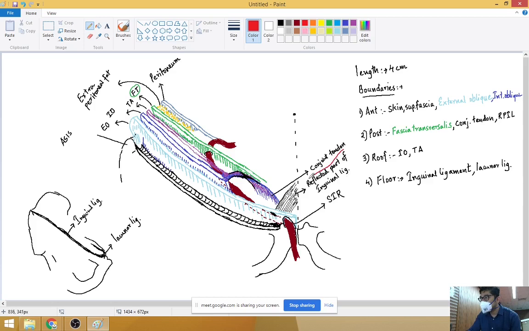So this is the reflected part of the inguinal ligament. This is forming the posterior wall. Okay, so all throughout this is the posterior wall, all throughout this is the anterior wall, this is the floor, and this is the roof.